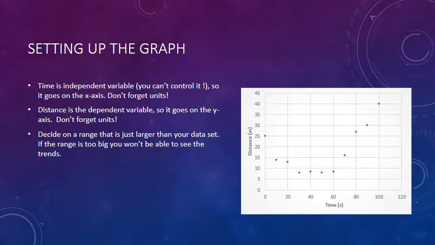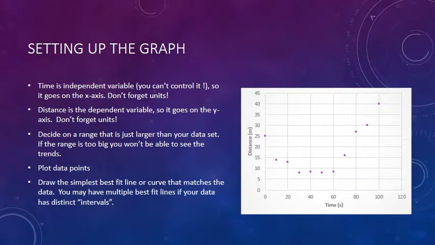Then you need to decide on a range that is just larger than your data set. Remember, if you make the range too big, you won't be able to see the trends, so try to make it just a tiny bit larger than the data that you recorded. Next thing you're going to do is plot your data points. And finally, you're going to draw the simplest best fit line or curve that matches the data. You may have multiple best fit lines in your data, and that's okay if you have distinct intervals. We can have different slopes recorded on there.